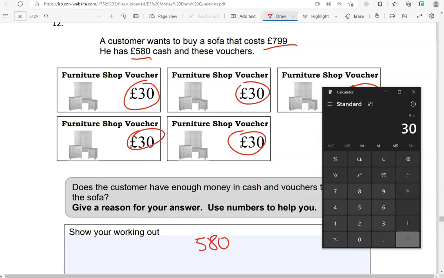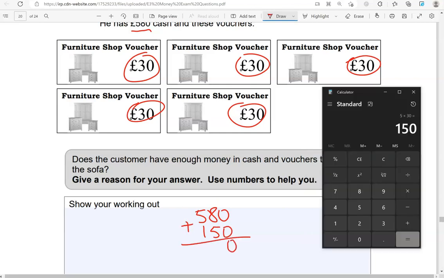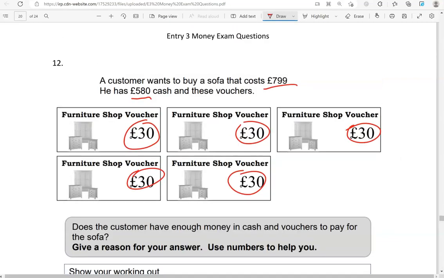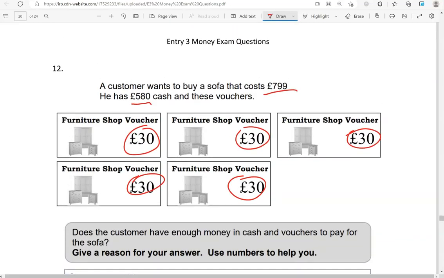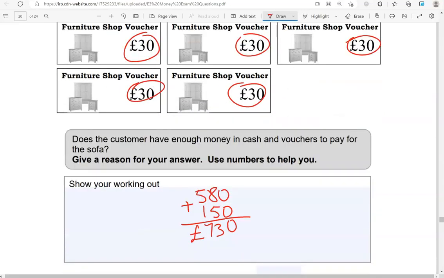5 times 30, which is £150. So all together, that gives us £730. Whereas the cost is £799. So he doesn't have enough.